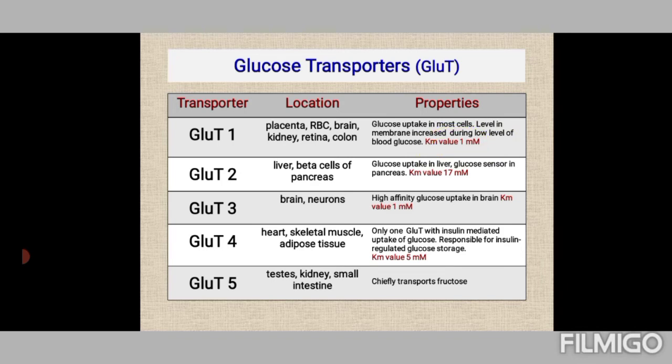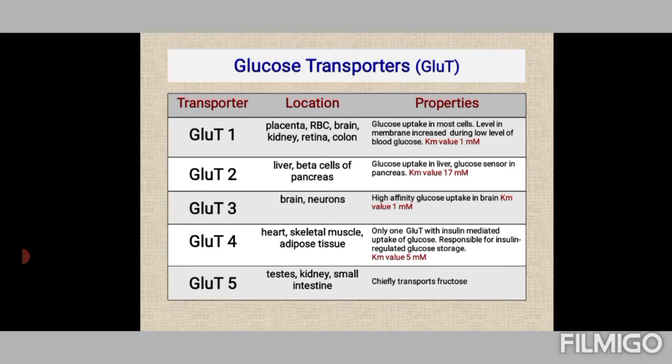So 5 millimoles is the normal blood glucose level, and here the Km value of 1 millimole for glucose means that they have very high affinity for glucose, and hence glucose enters these cells very easily. So that is a need of the body also, need of these tissues also, so as to maintain the blood glucose value at around 5 millimoles in blood.